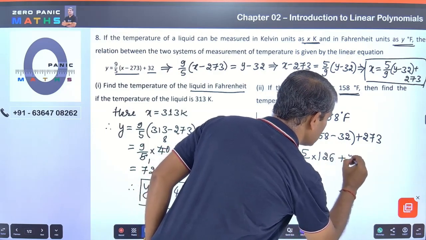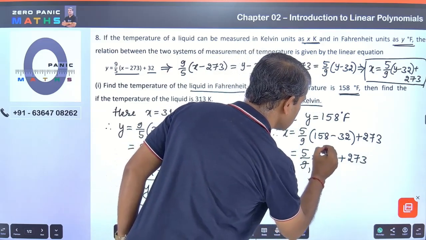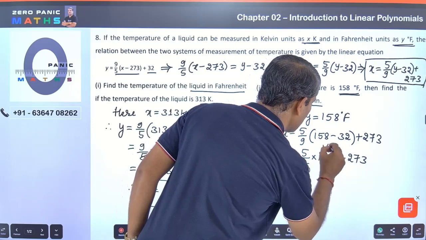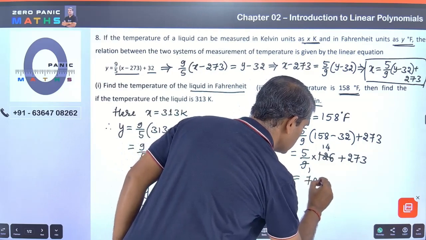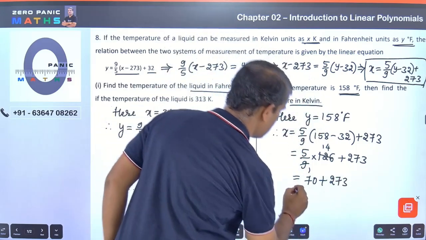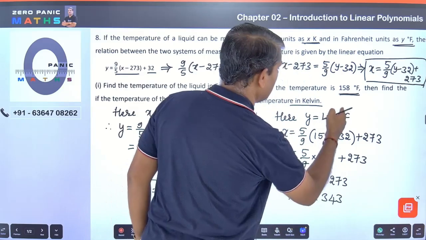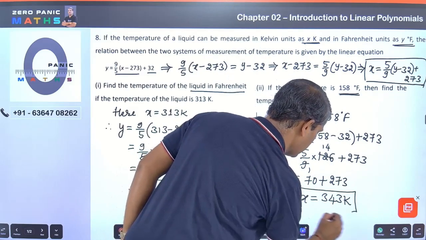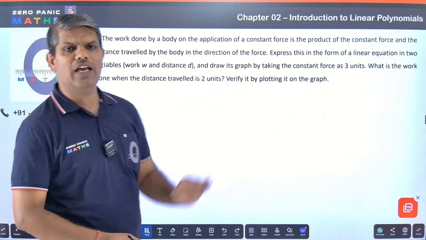Plus 273. 126, it is 9 ones are 9, 9 fours are 36, 14 fives are 70. So 70 plus 273, it is 343. So finally x is equal to 343. What you want is in Kelvin. 343 Kelvin. Now let us see the next problem, which is also based on the linear polynomial only.